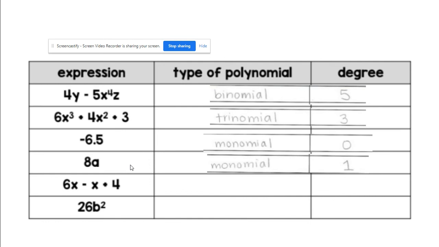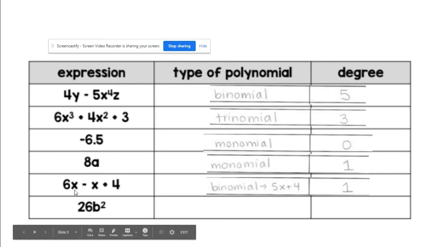In the next example, 6x minus x plus 4, I have three terms. So that means I have a trinomial, or a binomial, because I can combine 6x minus x. So what started as a trinomial can be simplified. 6x minus x is a binomial. 6x minus x is 5x plus 4. The degree is 1 because the exponent for the x is 1.